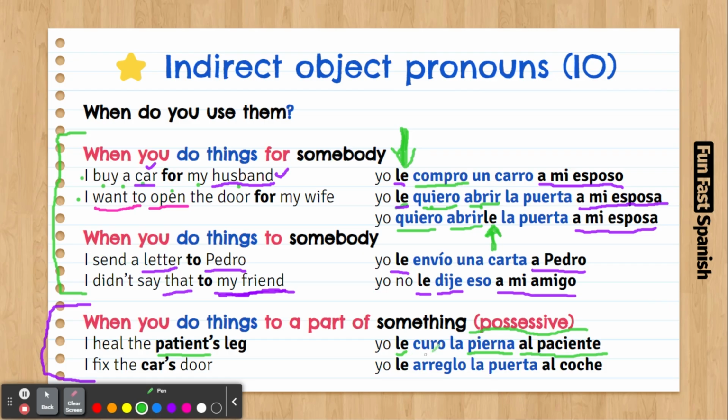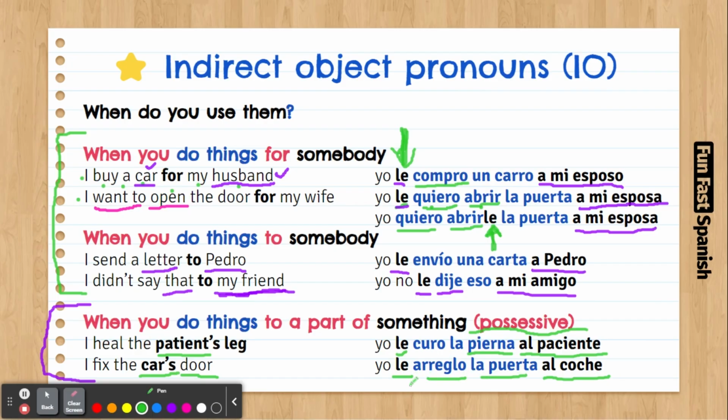In this case, it was a person, but here we are talking about a car. So the car's door. The door belongs to the car, right? So the car is clearly a third person too. It's an it, right? So we're gonna use a le. If I fix the car's door, yo le arreglo la puerta a qué? Al coche, al carro, right? Why a qué? Because it's not a quién, it's a qué, it's a thing, it's a car, right? So yo le arreglo la puerta al coche.